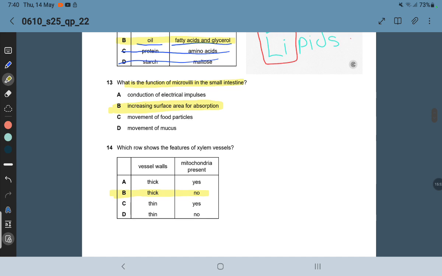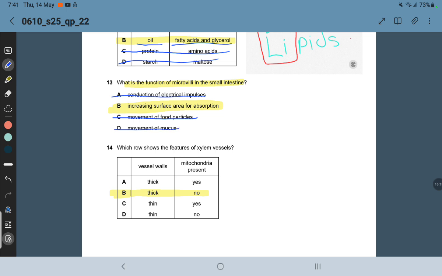Well, microvilli increases the surface area for the reabsorption. Why not A? Not A, it is in the nervous system. C, movement of food particles. Well, that is not a function of microvilli. This is a function of the stomach and the food pipe and like this.